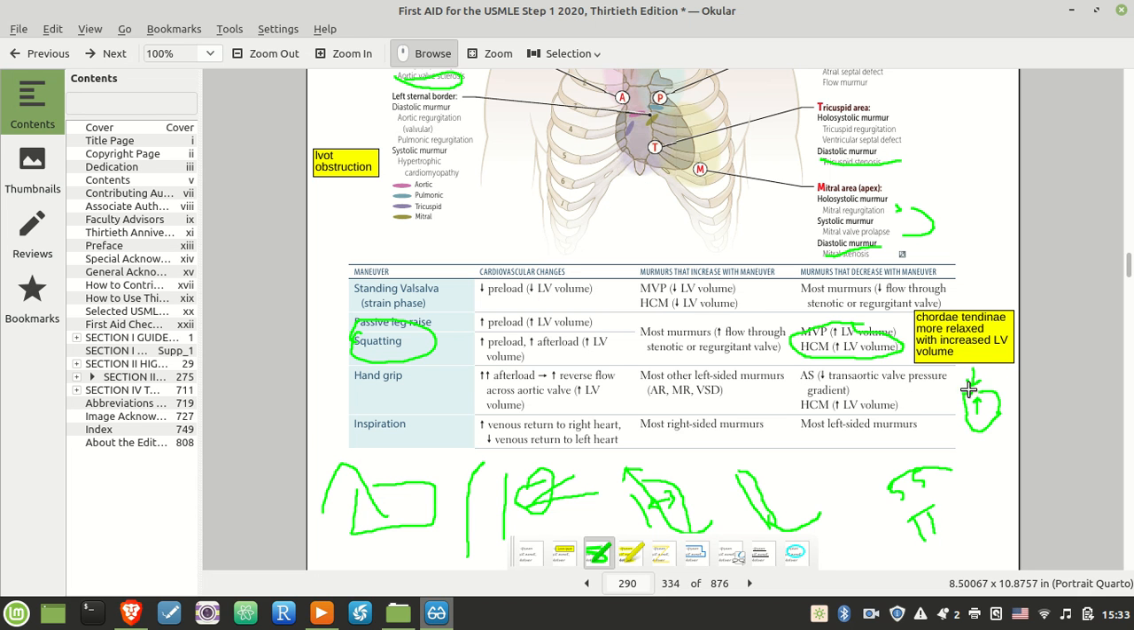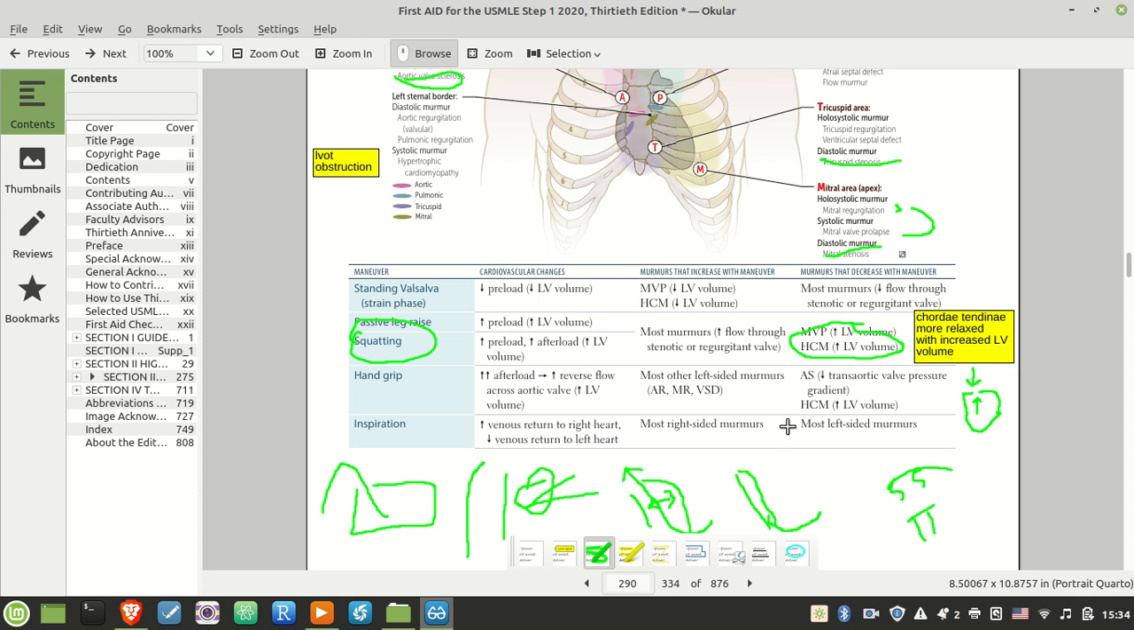and you have an increase in the work going against this left ventricle, it's going to cancel it out. And like most things where you have a decrease in a pressure gradient, you don't have as much flow. So when you have this hand grip action, where you're increasing the afterload, you're essentially not letting a lot of blood go through the stenosed valve. You're not going to be able to move blood. You're not going to have that murmur.